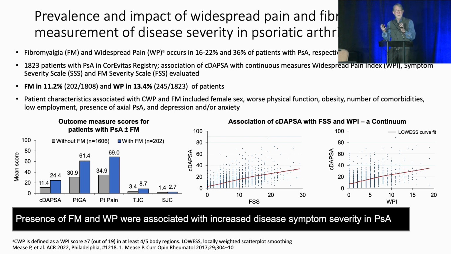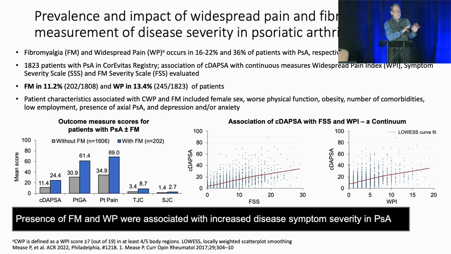And again, consistent with other studies, it shows that the outcome measures we use to measure the disease are twice as severe in those patients with concomitant fibromyalgia. On the right, I've put what is called a set of lowest curves. And the key thing to see there is it's not a black and white thing. Either you're in the fibromyalgia bucket or you're out of it.